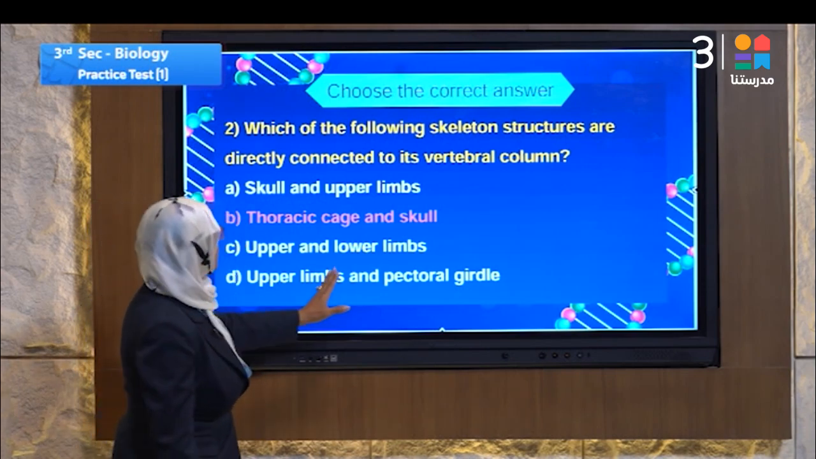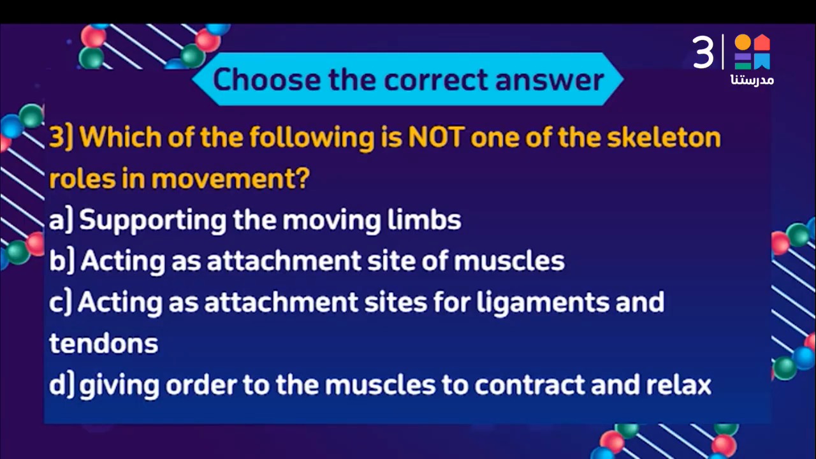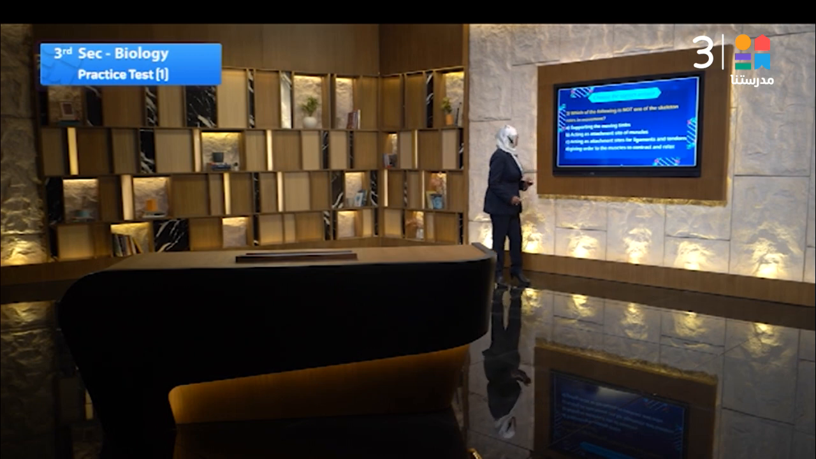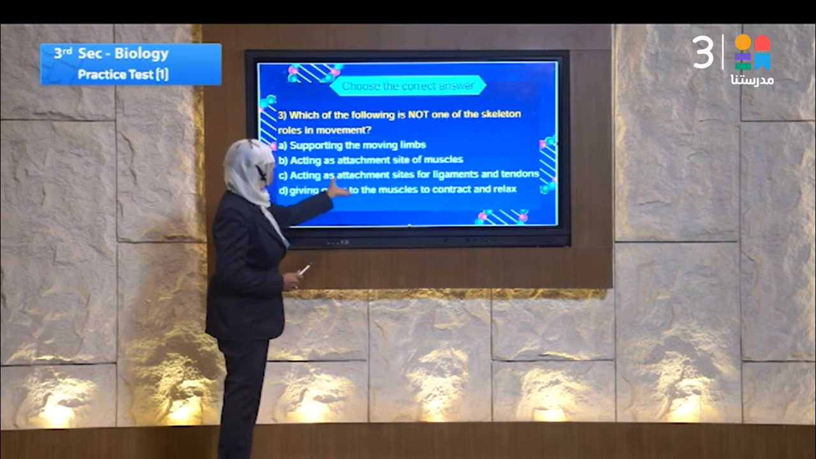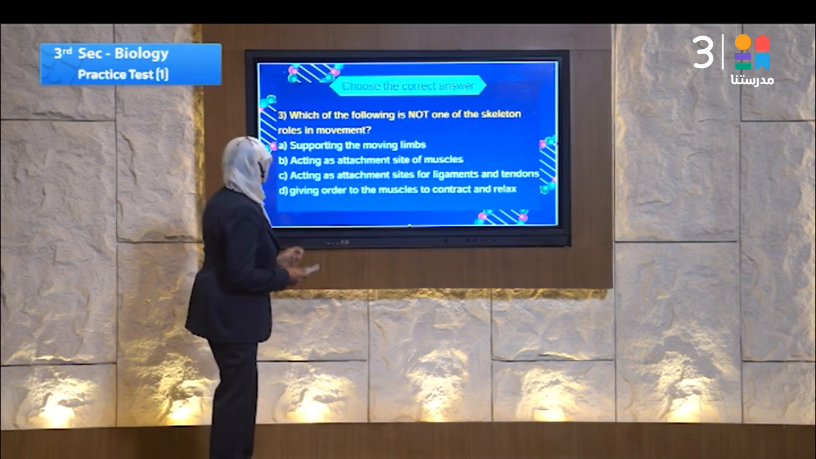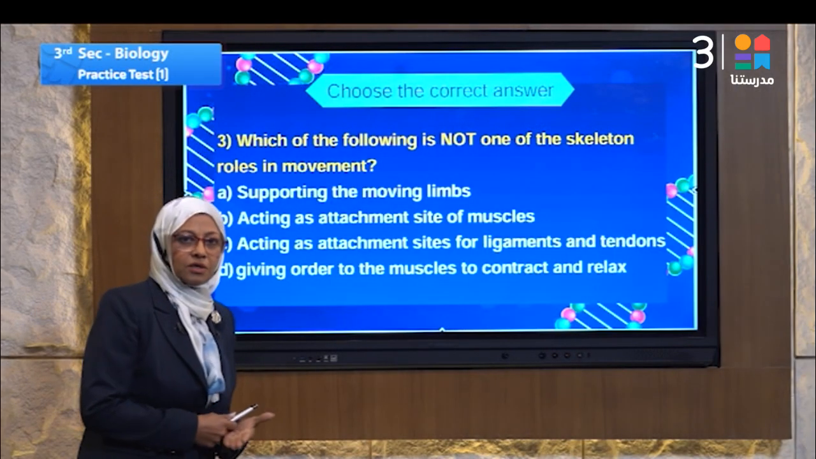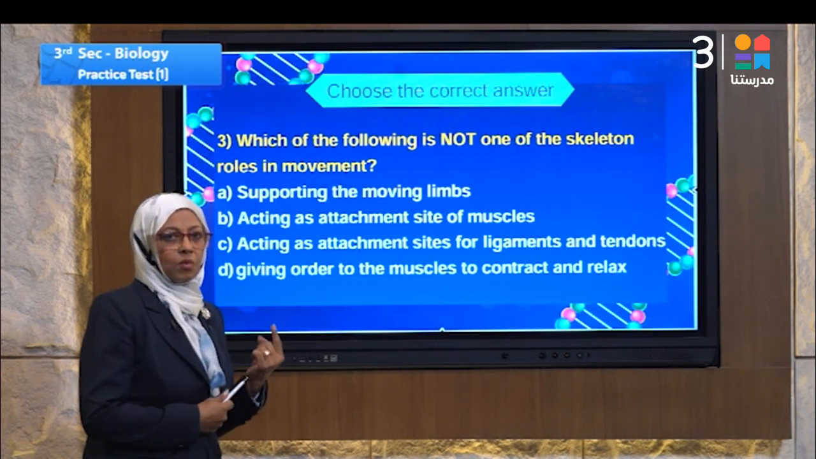So we leave the support and go to number 3. Number 3, which of the following is not one of the skeleton roles in movement? Again, support. There are many choices. The first choice speaks about supporting the moving limbs. Here we speak about what is not one of the skeletal roles. The skeleton has many roles. Not 1, not 2, not 3. We must find one choice only.